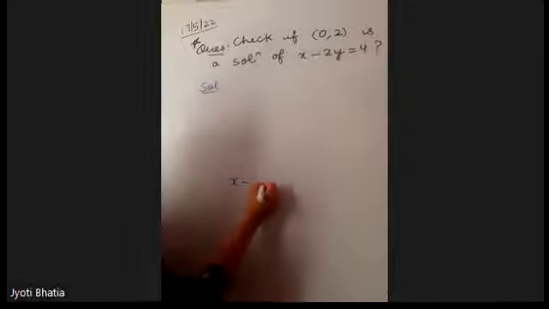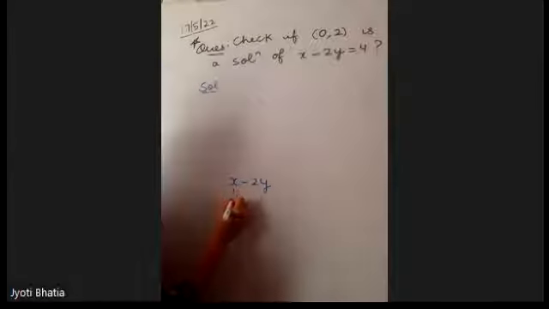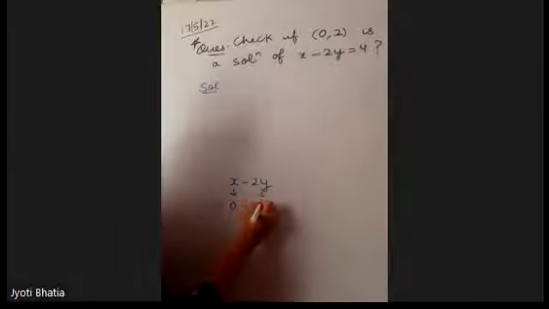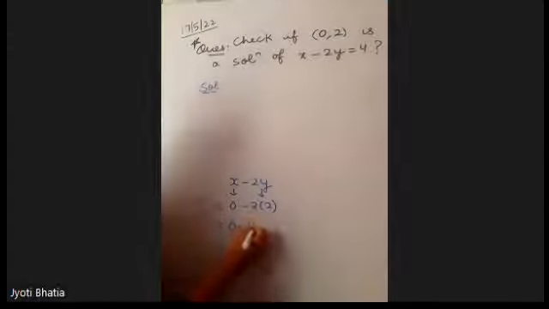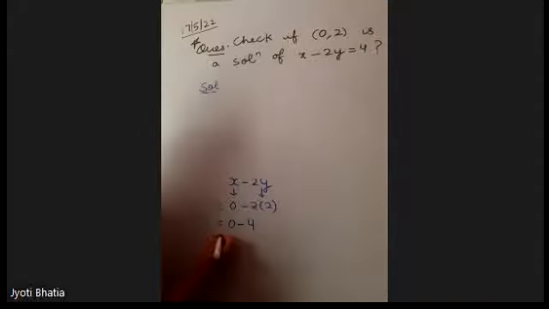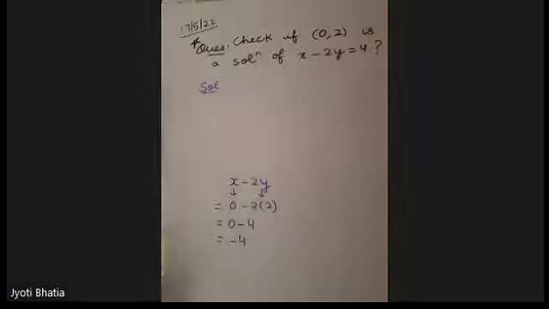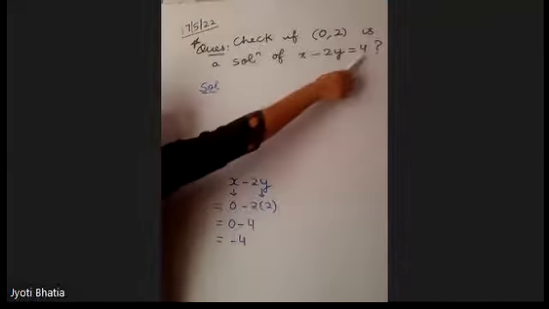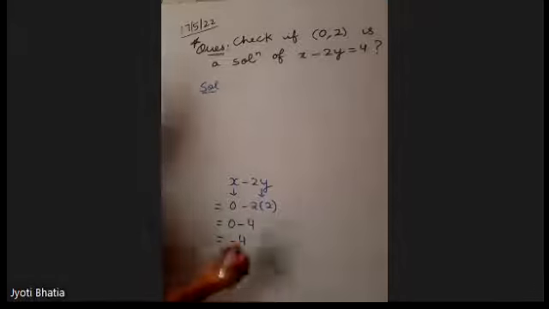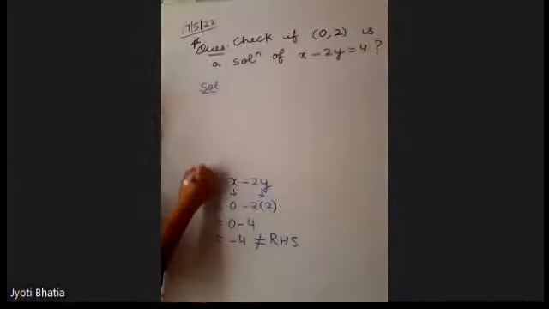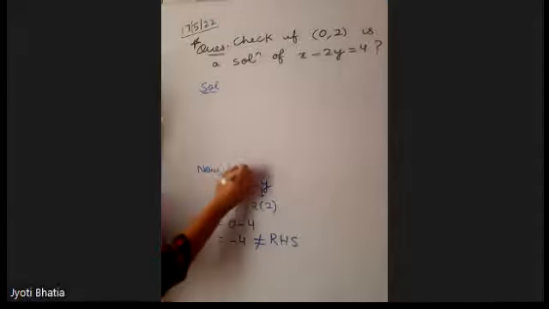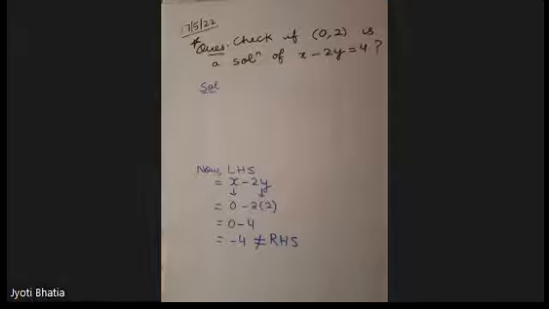x minus 2y. If I put x equal to 0 and y equal to 2, what does it become? 0 minus 4, which is minus 4. Is it equal to RHS? It is not equal to RHS. Not equal. So is it a solution or not? Not a solution. Got it?